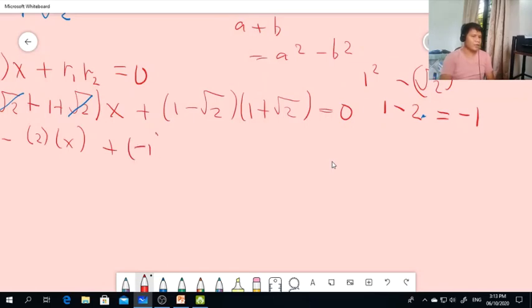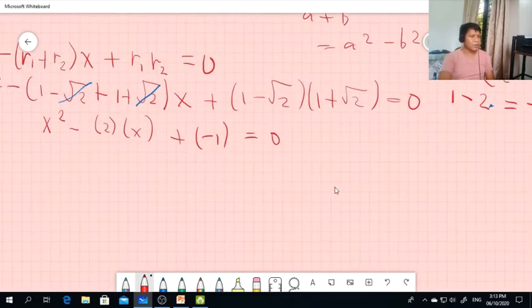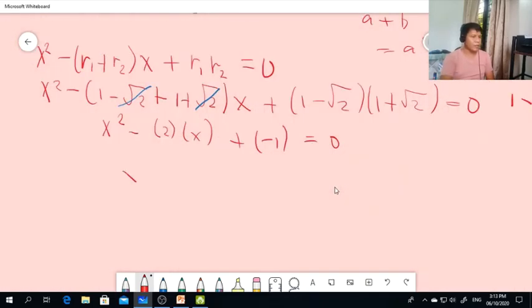And this is equal to 0. Simplifying further, we have x squared minus, rather, this should be 2x. Minus 2x minus 1 is equal to 0. So that ends our discussion.